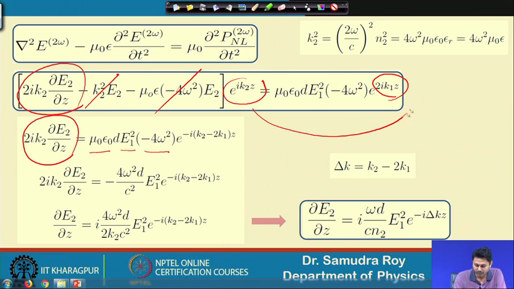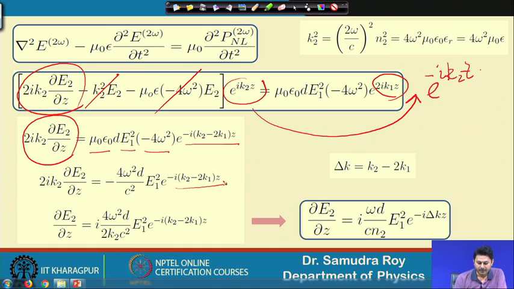So what we will do, we will put this here as e to the power of minus i k 2 z. Now, if I write it here e to the power minus i (k 2 minus 2 k 1) z, we have a phase term in the right hand side. So, we will further simplify our equation. 2 i k 2 d 2 E 2 d z square, mu 0 epsilon 0 is nothing but 1 by c square, the 4 omega square term will be here, d is as usual E 1 square and this term is there.